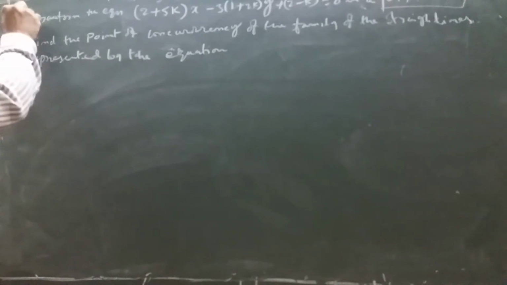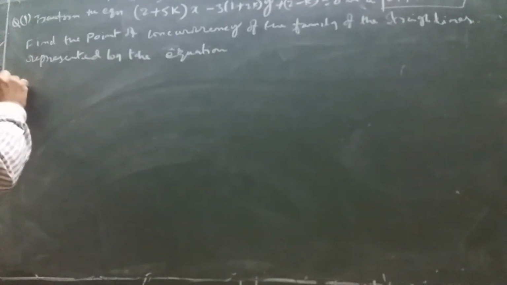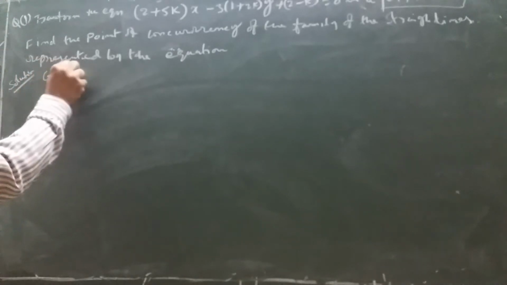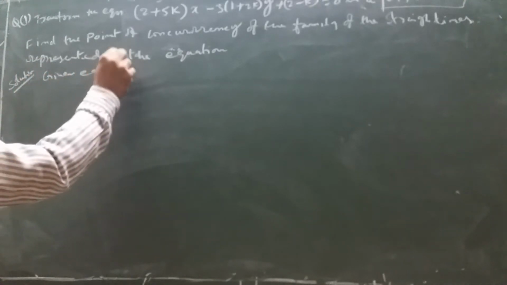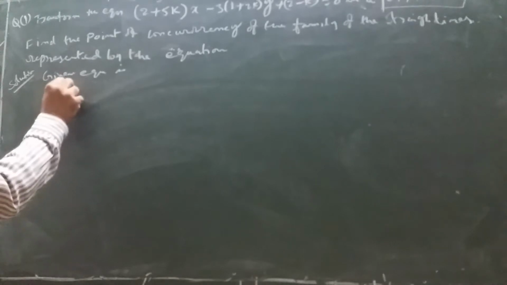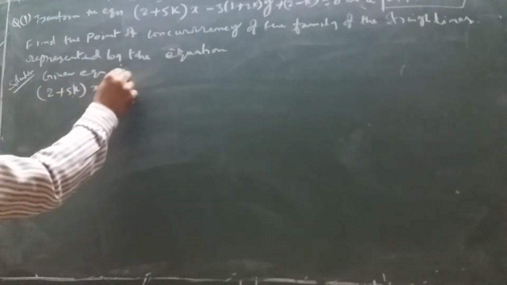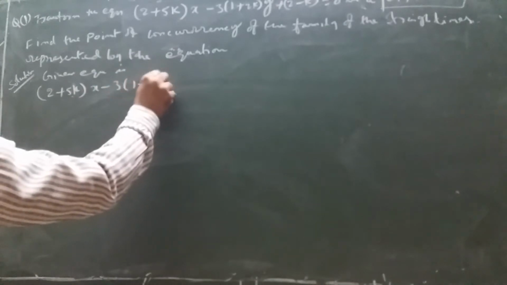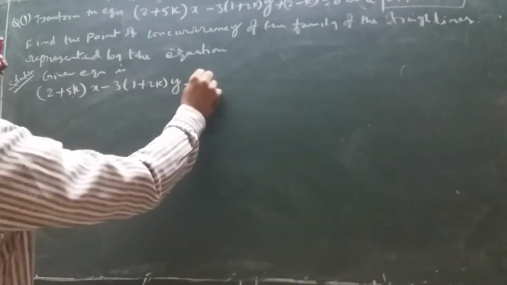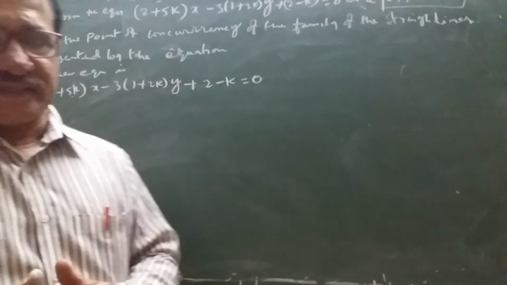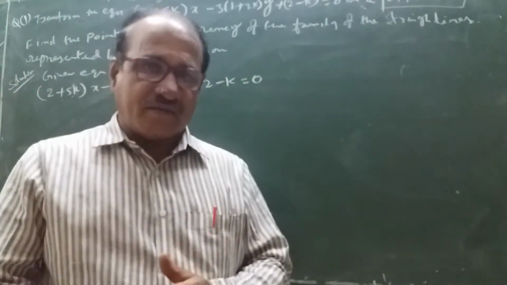This is our question 1. Solution. Given equation is (2 plus 5k) x minus 3 (1 plus 2k) y plus 2 minus k is equal to 0. If we want to change it into L1 plus lambda L2, that means we have to separate the terms with lambda and without lambda.